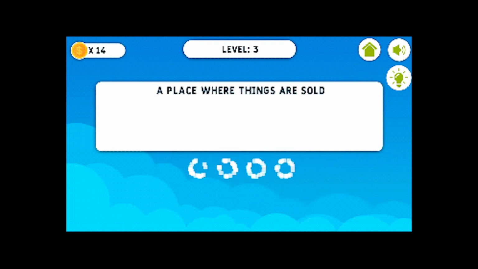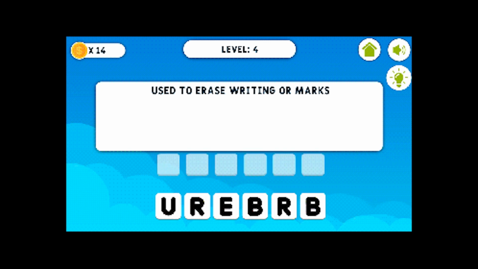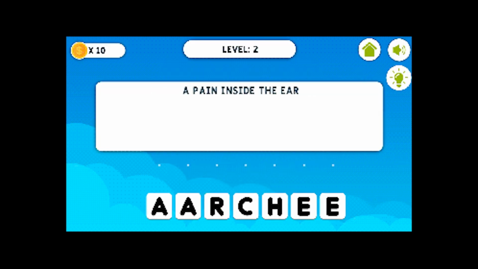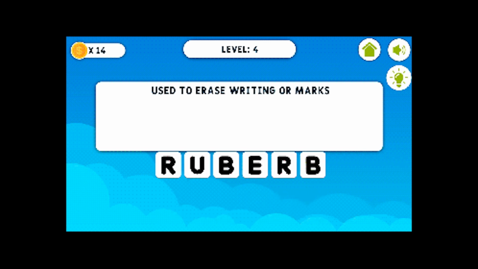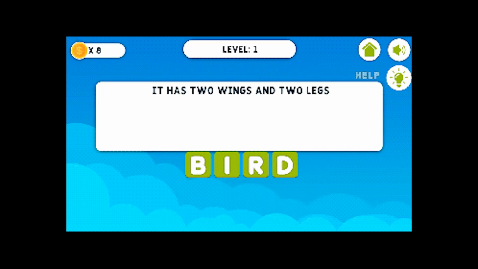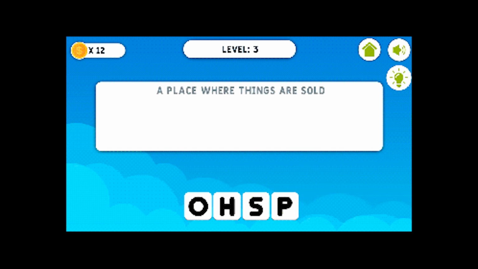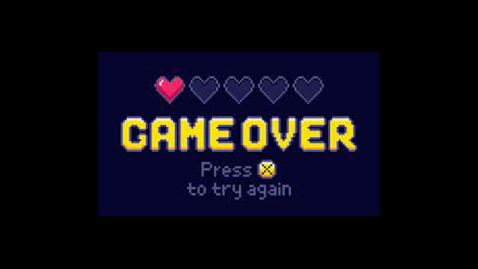So the game needs to be able to check the user's guesses and provide feedback. If the guess is correct, the player wins the game, and if the guess is incorrect, the player loses life. So the game should also keep track of the number of lives the player is remaining with.